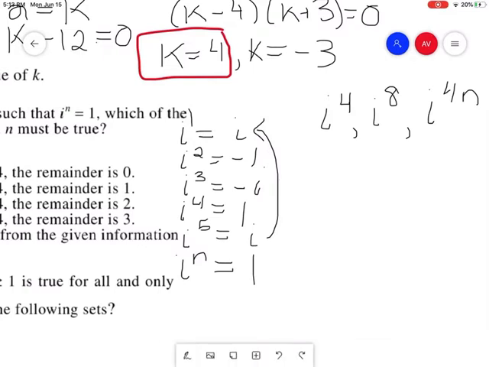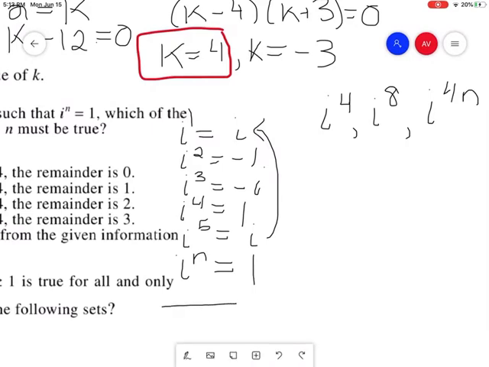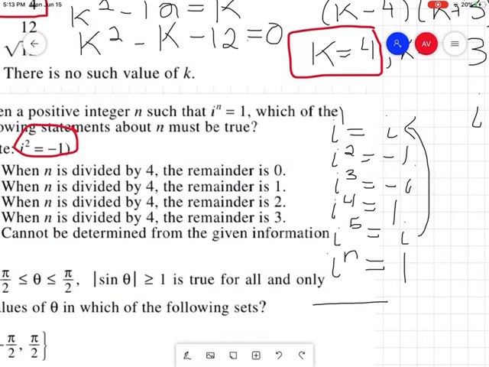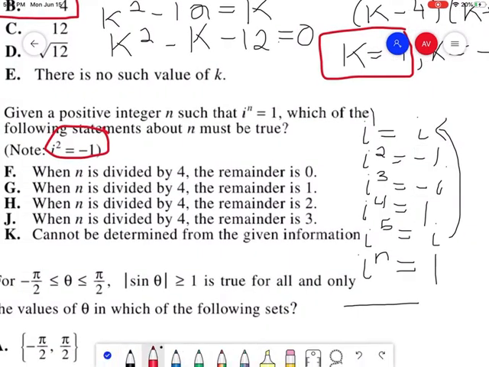And so for i to the n to equal 1, n has to be a multiple of 4. So that means when n is divided by 4, the remainder has to be 0, which means our answer is going to be F.